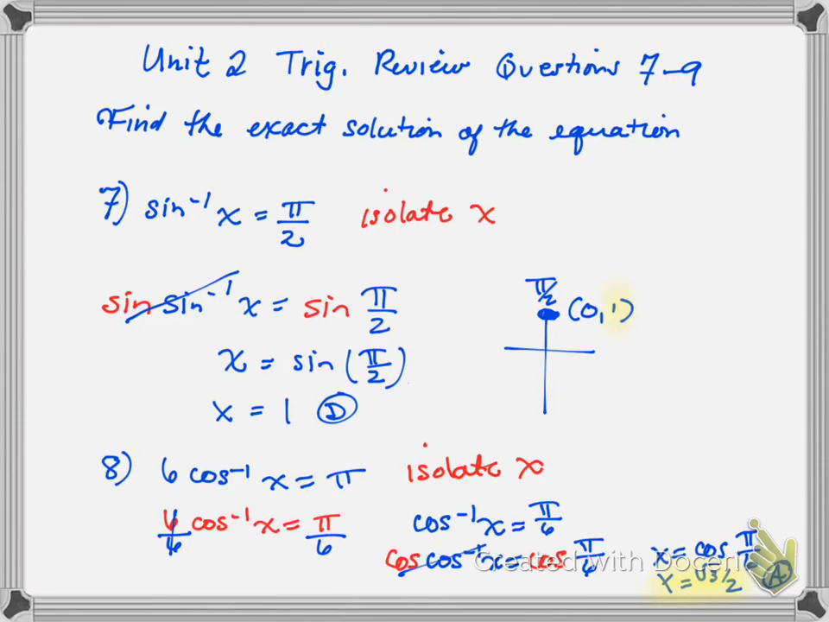All right, and finally number 9. We're asked to find 3 inverse tangent 2x equals pi.